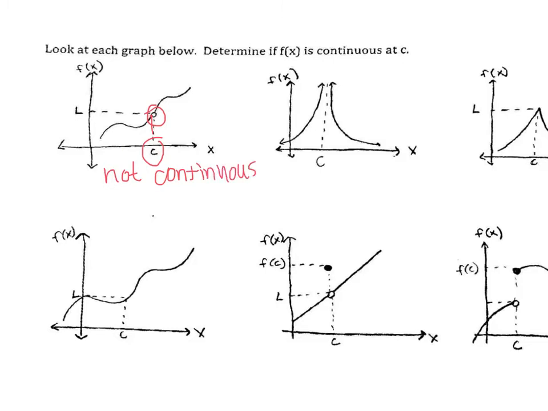It's not continuous because it has a removable discontinuity. Okay, removable. Okay, so removable discontinuity right there. Remember, removable has one hole. We can easily fill it in. Okay. Let's move on now to this graph.